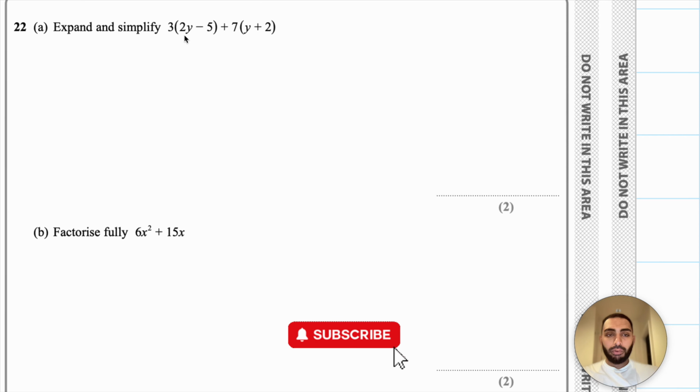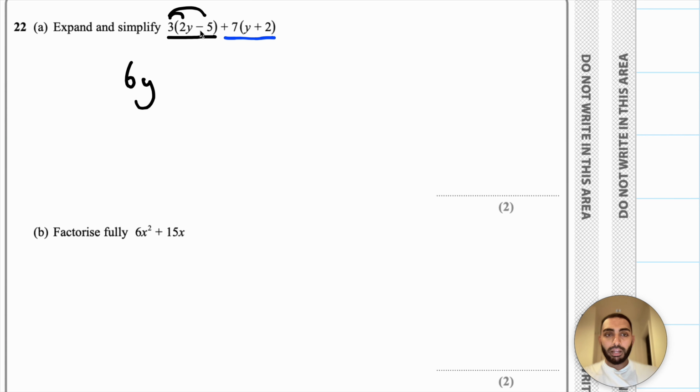Question 22. Expand and simplify 3(2y - 5) + 7(y + 2). So I'm going to expand this bracket first, and then I'll expand this bracket. Because it wants me to simplify it, I'm going to collect all my like terms once I've done. So I'm multiplying this 3 by everything in this bracket. 3 multiplied by 2y, 3 times 2 is 6, so I've got 6y. 3 multiplied by -5, a positive times a negative would be a negative, and 3 times 5 is 15. Then I'm going to do this 7(y + 2). 7 times y is 7y. 7 times 2 is 14.